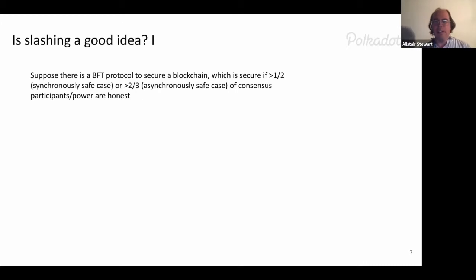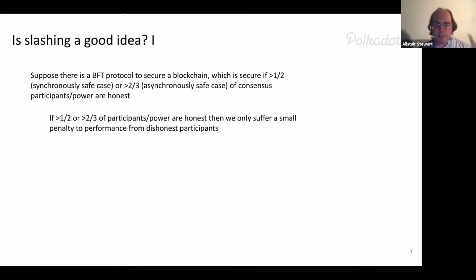If you want it to work when the network might be bad, when messages might take some time, not necessarily fully asynchronous, but these partial synchrony models, then you need to say that more than 2/3 of people are honest. And so if we have such a protocol, then maybe we can design it such that as long as we have these honest guys, we shouldn't suffer a big penalty to performance, and we should still be safe when we have some dishonest people.